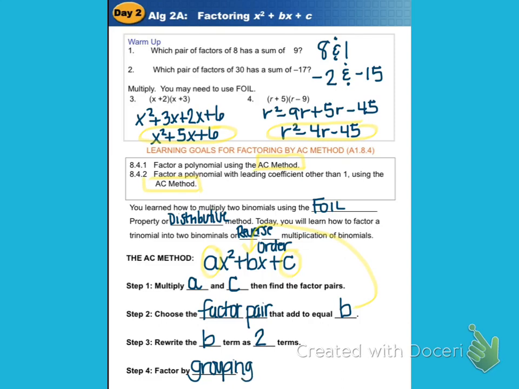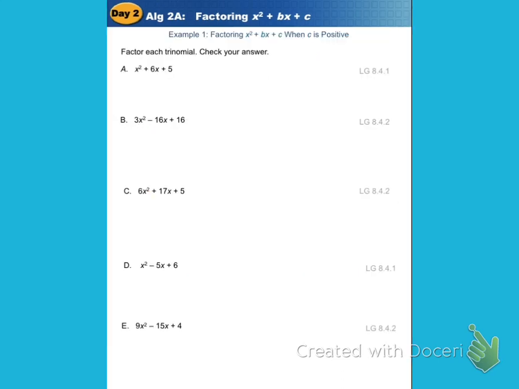So what better way to learn this method than actually putting it into action? So we're going to go ahead and turn the page and we're just going to get right into some examples. Alright, so we're asked to factor each trinomial, and when we're done, our goal is to have our trinomial written so that it's the product of two binomials.